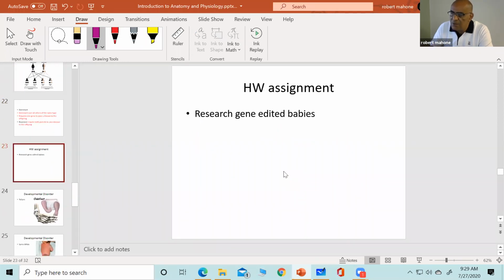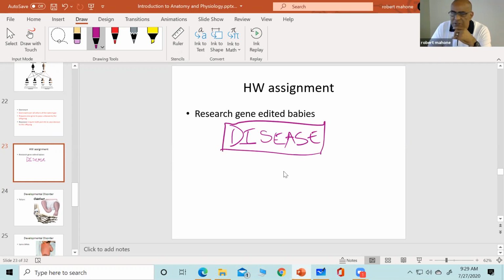And there's your homework assignment. Go ahead and research gene-edited babies. Don't get too detailed in your description. You don't have to go into, well, he took this gene and mixed it with that gene. Just why he did it. Why did he do that? What did he do? What disease was his editing targeted at? What was his purpose? What disease was he trying to eradicate in these children?